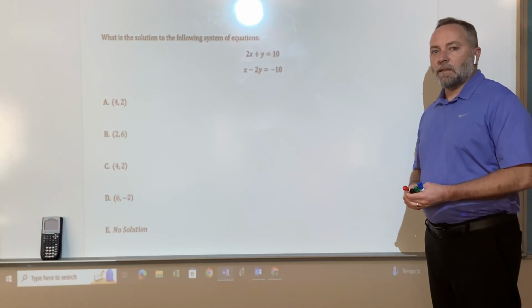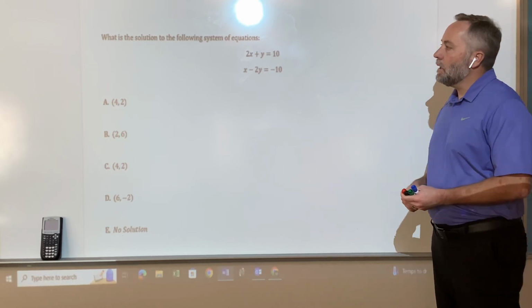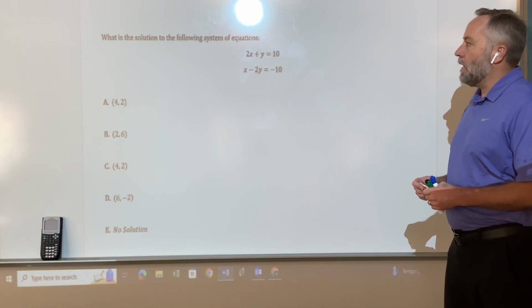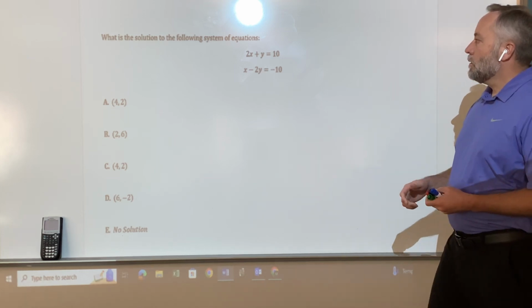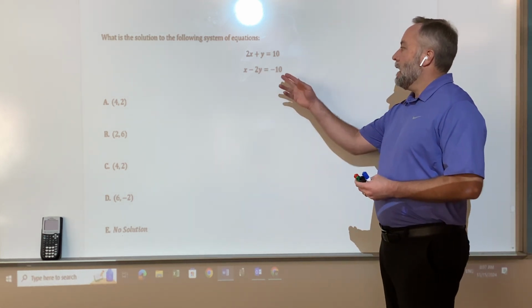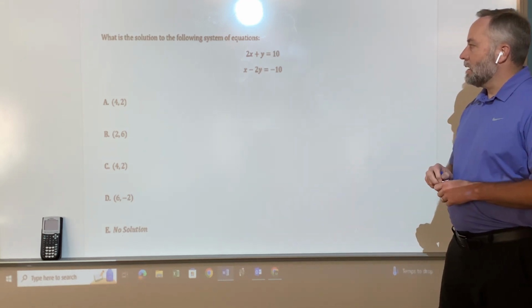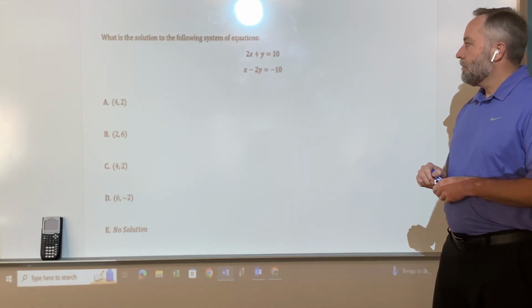This question is asking us to solve a system of linear equations. It says, what is the solution to the following system of equations? 2x plus y is equal to 10, and x minus 2y is equal to negative 10.